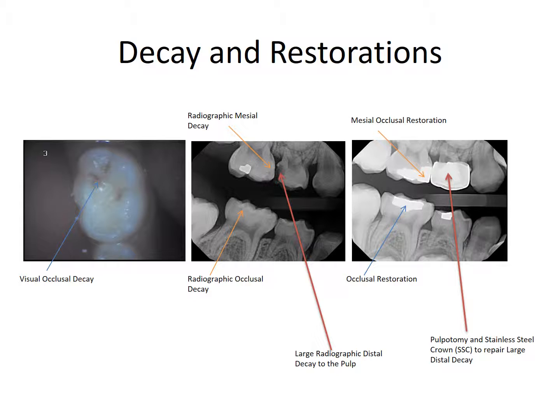On the right, there is a slide that shows the completed occlusal restoration, a completed mesial occlusal restoration, and a pulpotomy and stainless steel crown, which is used to repair the large distal decay.